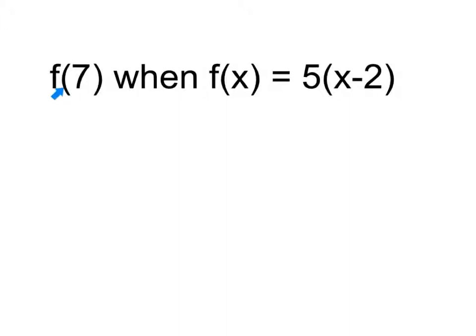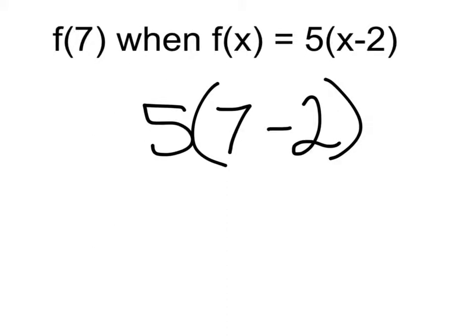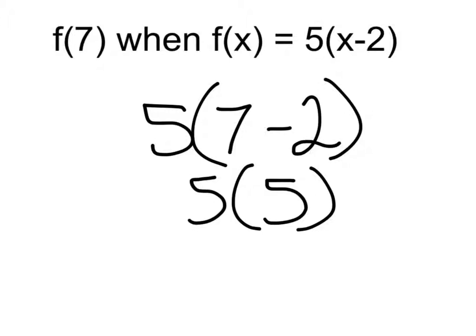Here we have the function of 7 when the function of x equals 5 times x minus 2. So I'll take the 7 and pop it right on in there. And so let's rewrite this equation together. 5 open parentheses, 7 minus 2. And when we do that, we can simplify this: 7 minus 2 on the interior is 5, of course. And then we can simplify it even further. When we have two numbers separated by parentheses, it means you multiply. And 5 times 5 is 25. This is the answer. This is going to be our y.